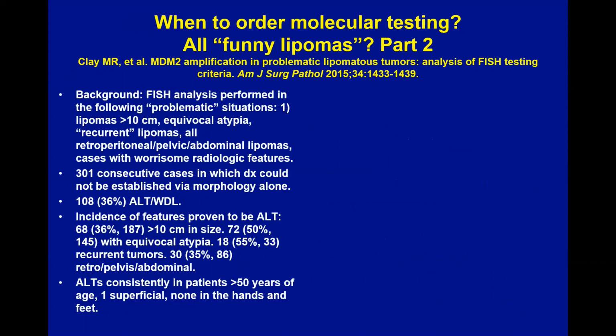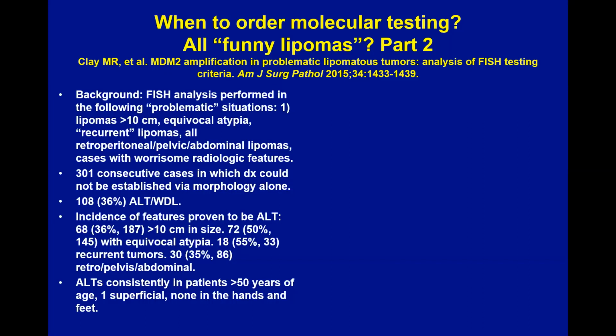Now, this was followed by an excellent study from Emory that looked at this from a different standpoint. So if you look at the way Emory at the time was making a decision on when to order MDM2, they had already established, from what I could tell from the paper, that FISH analysis was going to be performed in certain problematic situations. And those situations were defined as follows. You see that list here. Fatty tumors that were greater than 10 centimeters, those that contained equivocal, not definite atypia, relapsing or recurrent fatty tumors, and all retroperitoneal, pelvic and intra-abdominal fatty tumors, regardless of whether they had atypia or not, were also analyzed, as well as cases with worrisome radiologic features. And by that, I mean mostly heterogeneity that we talked about earlier in imaging.